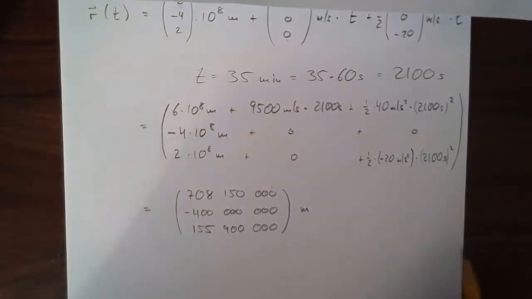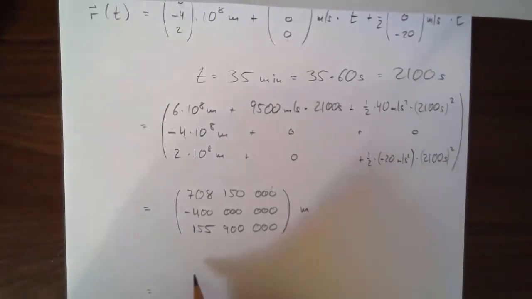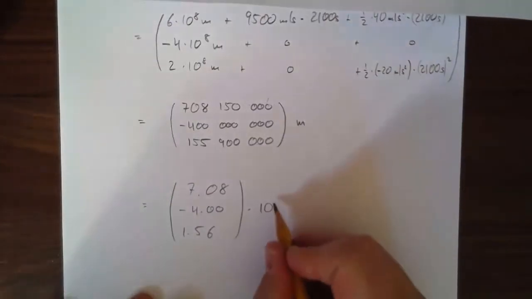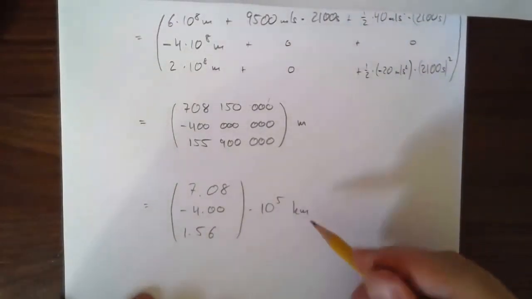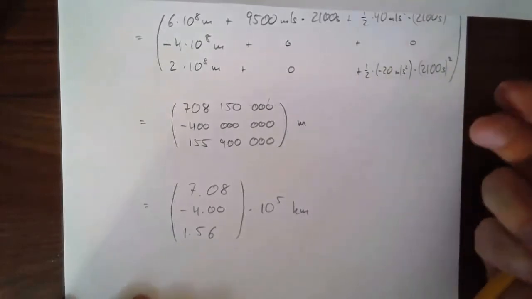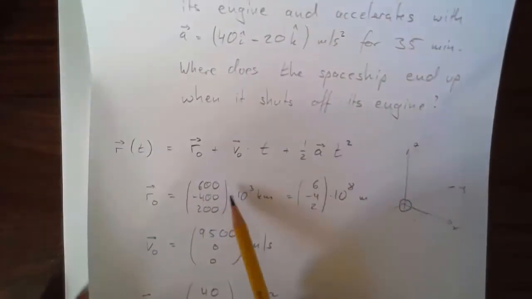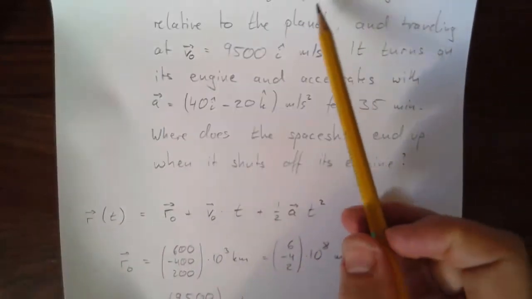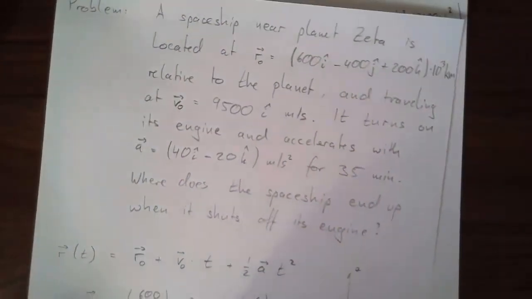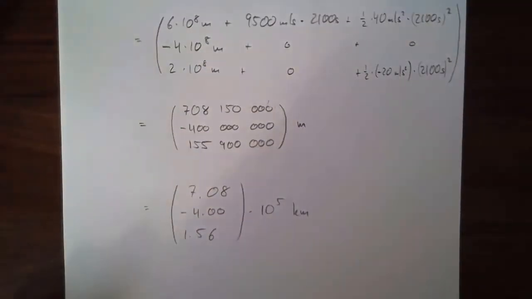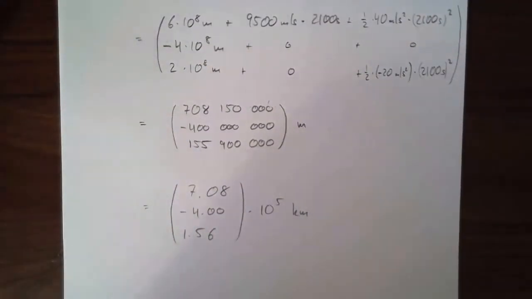Of course, I could rewrite that as 7.08, minus 4.00, and 1.56 times 10 to the 8 meters, oops, you can't see this, or 10 to the 5 kilometers, to convert it back into the same form that I had at the beginning for a position. Right, the way it was spelled out here, or really here, but I'm not going to convert it back to i, j, and k. I don't particularly like it. Other people do, that's okay. That is my final answer to the problem.